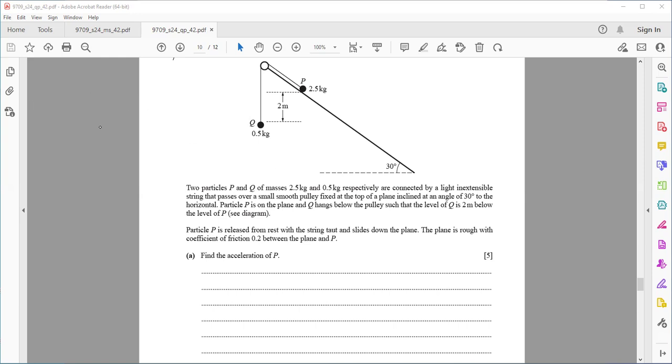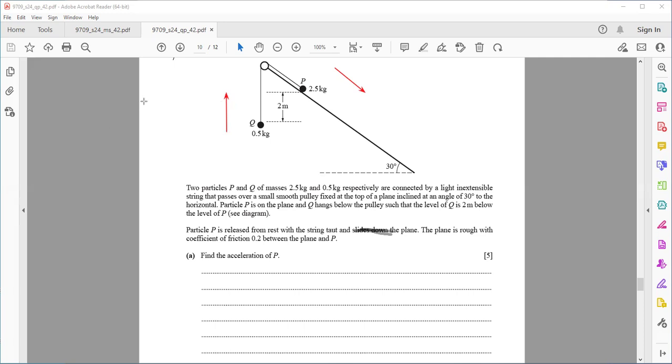I will read this one: the particle is released from rest with the string taut and P slides down. That is very, very important. The particle P is moving, sliding down. If the particle P is moving down the slope, that is the direction of this particle, and the particle will move in this direction, if I'm not wrong. And this particle Q will move in the upward direction.